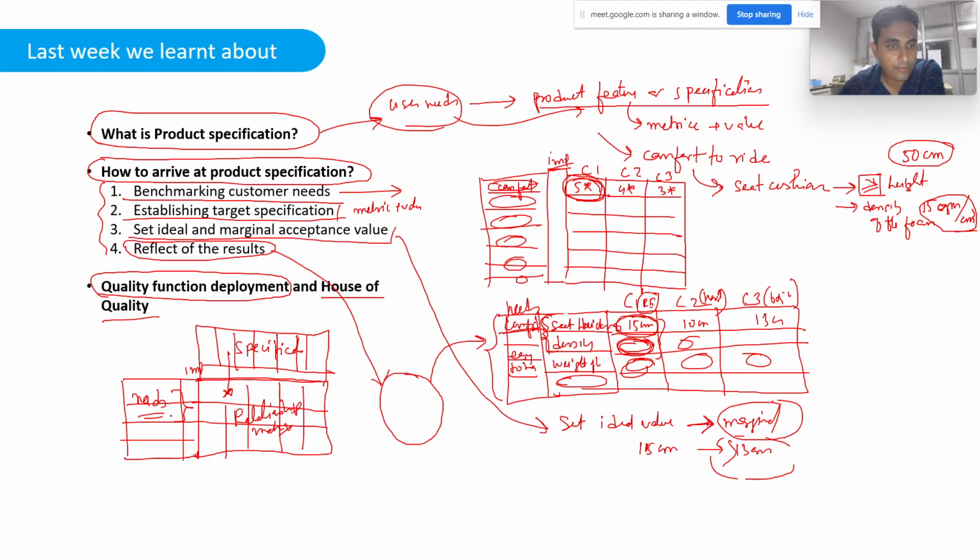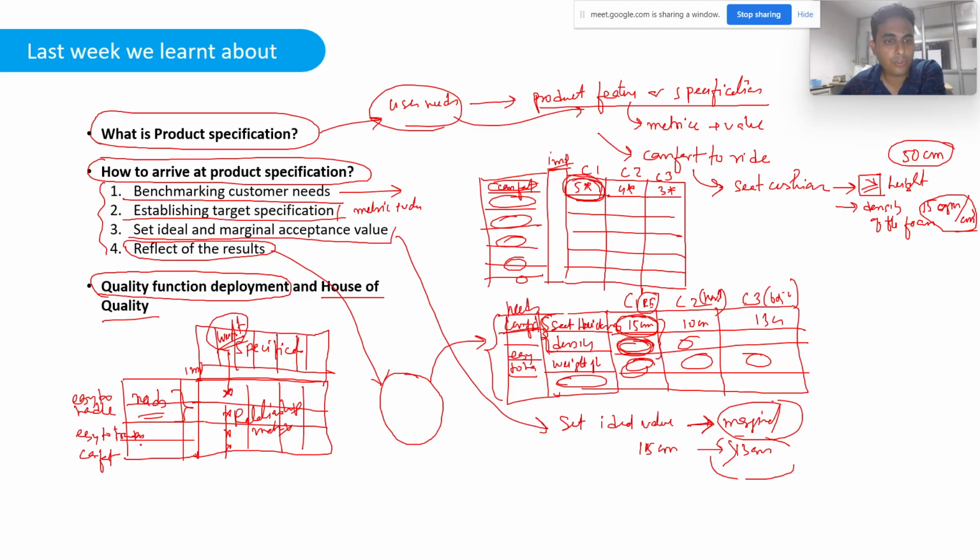For example, a particular specification like weight of the bike can satisfy many needs. If this particular feature can satisfy various needs, for example, easy to handle, then easy to transport, okay, and then comfort.